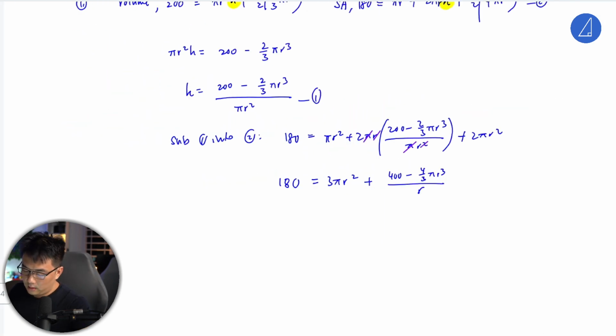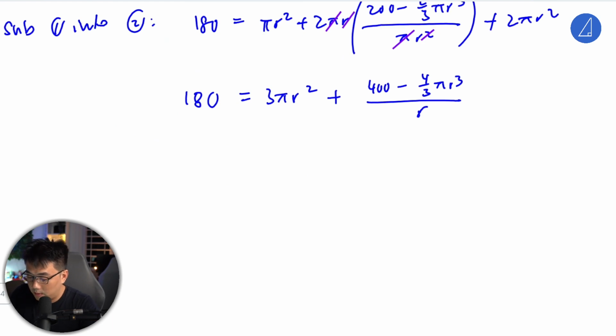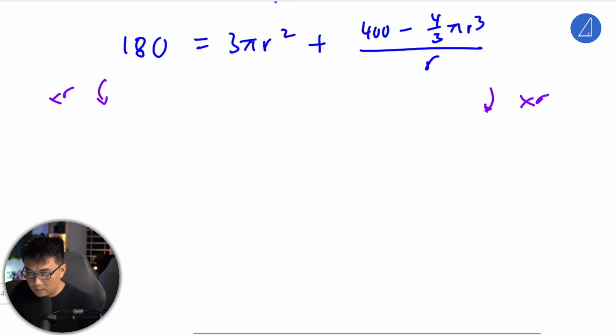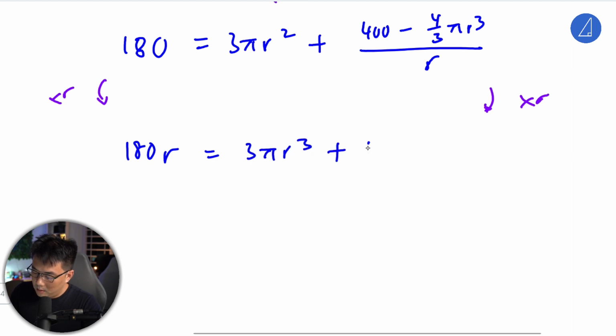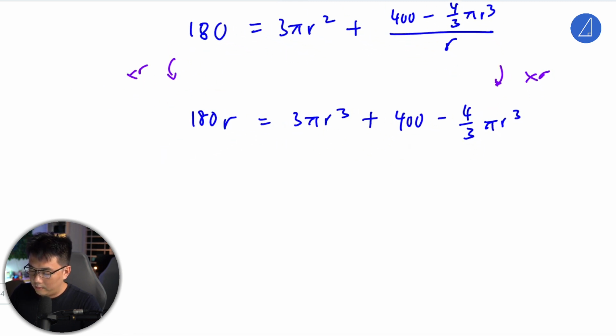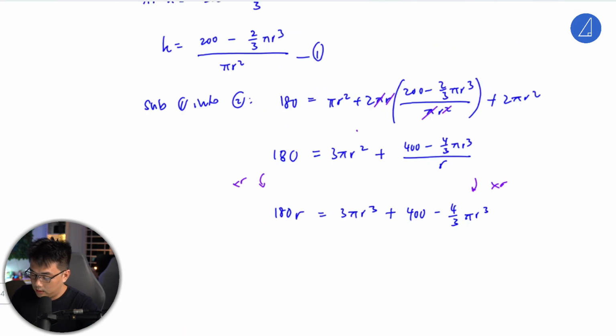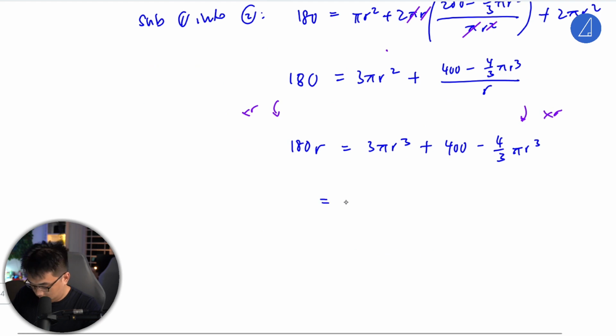Okay, that's about it. Then what I'm going to do next is just multiply each of these by r. And then what I'll get is essentially 180 r equals 3 pi r cube plus 400 minus 4/3 r cube. Okay, maybe could have multiplied by 3, but okay. So in this case what we get is essentially 5/3 pi r cube minus 180 r plus 400.